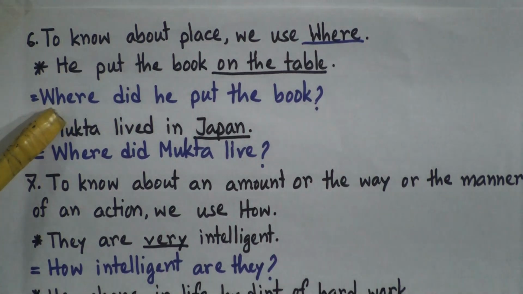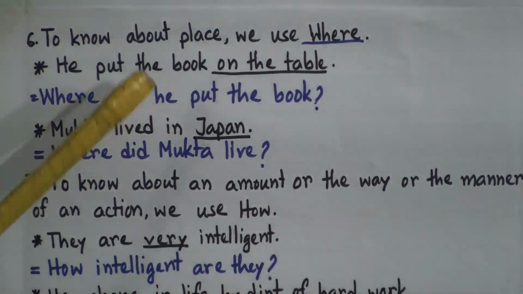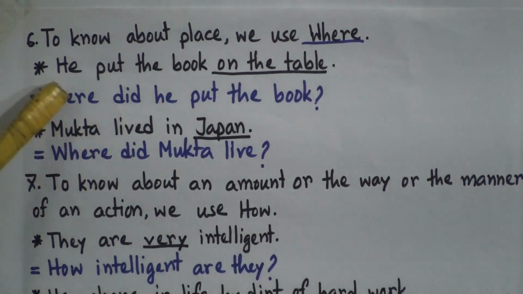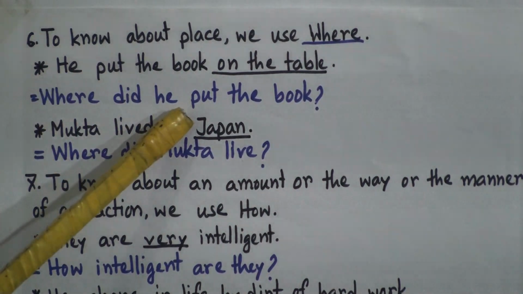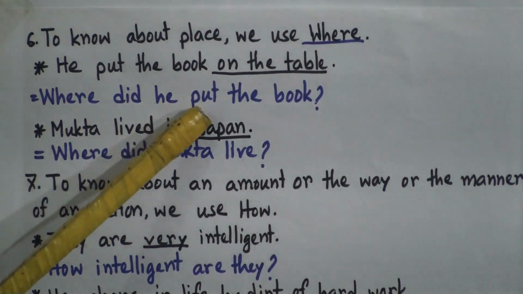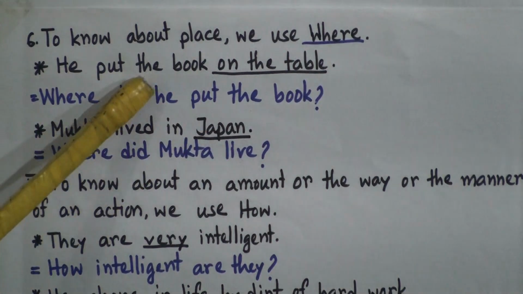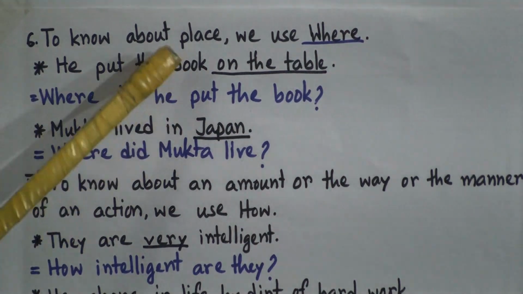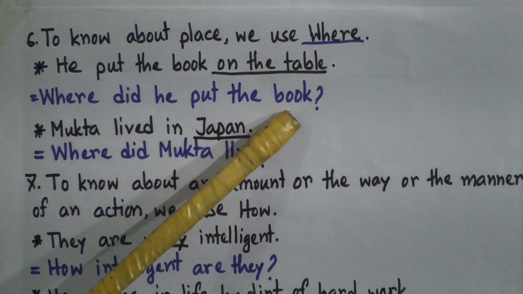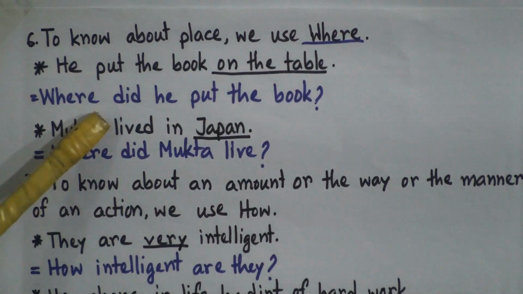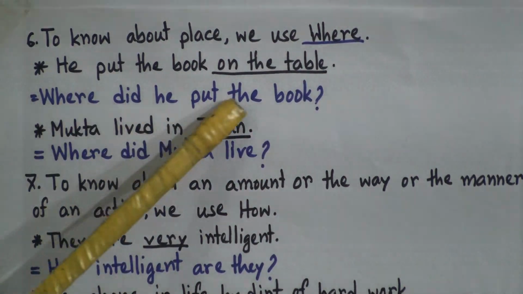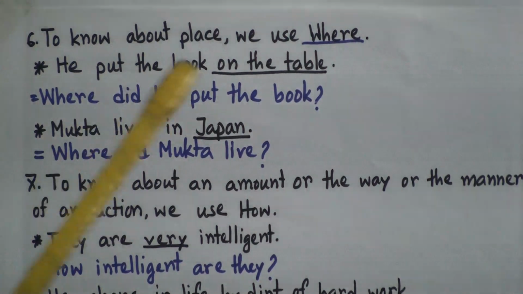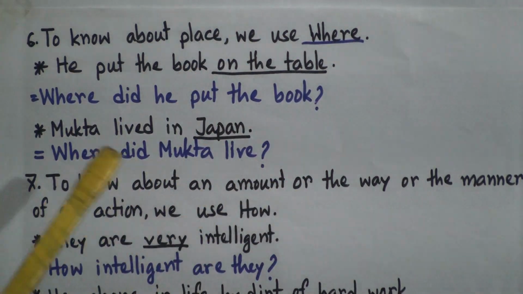So at first we will start our question with where, then there will be the helping verb did, and then our subject he, and now we will write the present form of the verb, that means put, and now the book. And dear students, remember, you will not write the underlined word in your question. You will not add underlined word in your question. Okay, where did he put the book? If you want to make the WH question, you will not add underlined words in your question.